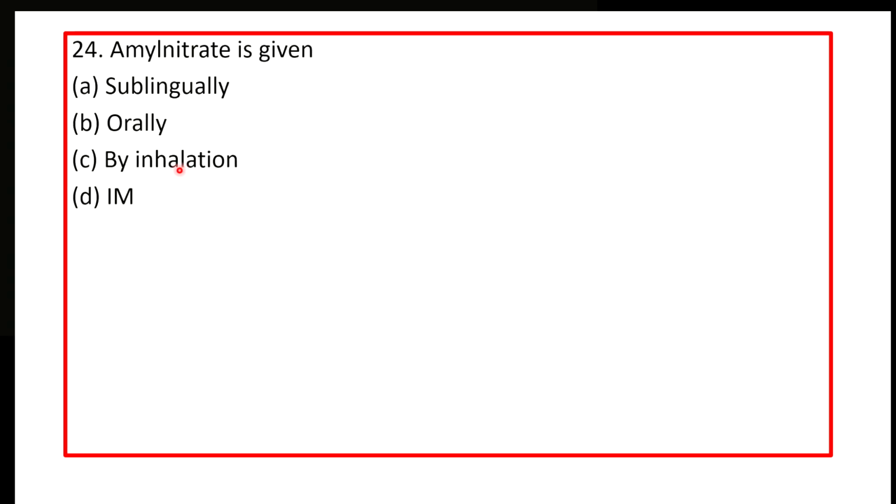Question number 24. Amyl nitrate is given how? What is the route of administration of amyl nitrate? Sublingually, orally, inhalation, IM. So the correct answer is inhalation. Amyl nitrate is given by inhalation.